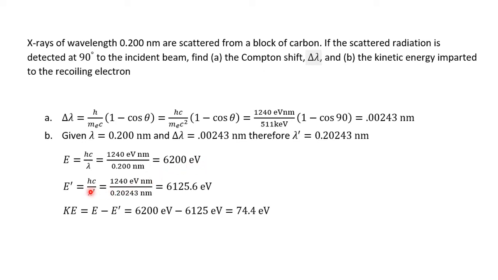And the scattered radiation has a wavelength of 0.20243 nanometers. So how I got that, again, you know what the incoming X-ray has, and you know what delta lambda is, so therefore lambda prime has to be 0.20243. So the kinetic energy is just E minus E prime, so it ends up being 74.4 electron volts.